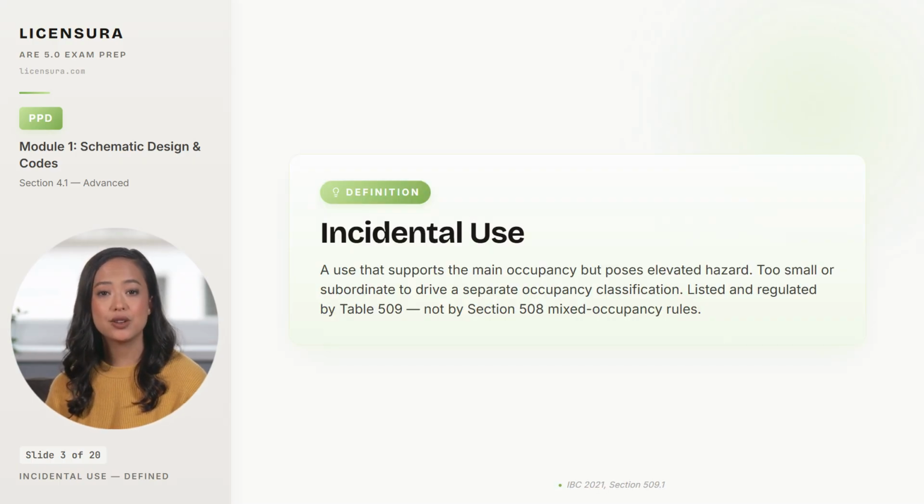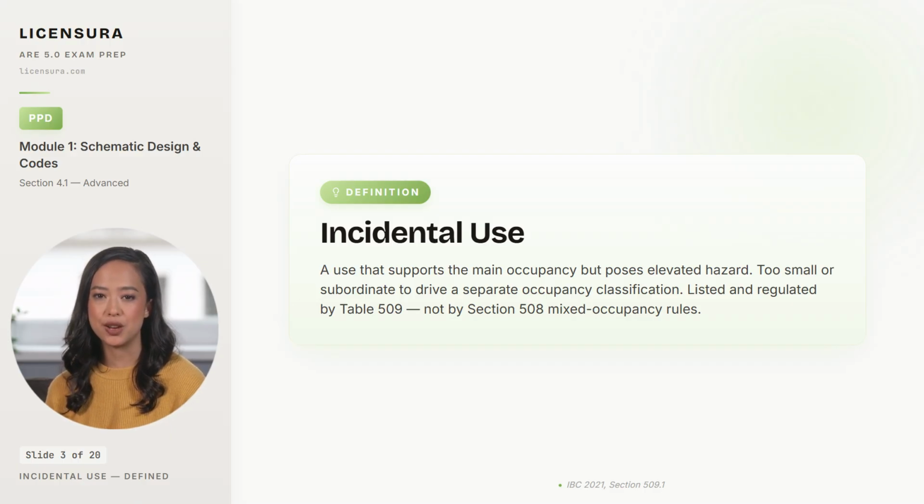An incidental use is formally a use that supports the main occupancy of the building, but poses a hazard above what the main use would otherwise allow. The key word is supports. The space exists to serve the dominant function. A furnace room supports a Group B office building. A laundry chute room supports a Group R hotel. An incinerator room supports a Group I-2 hospital.